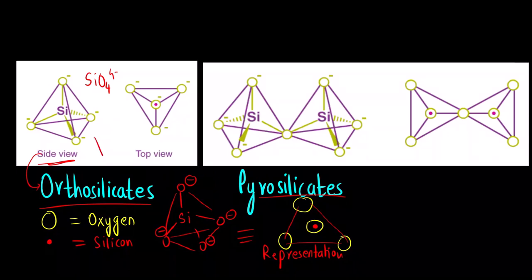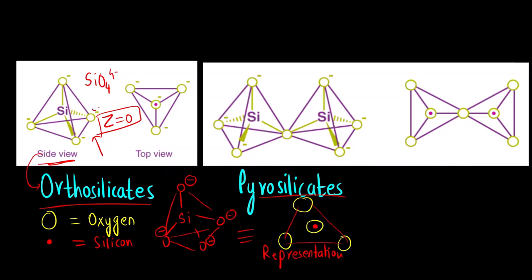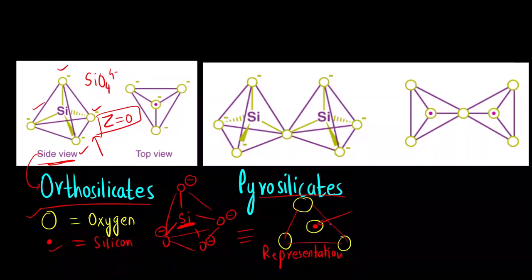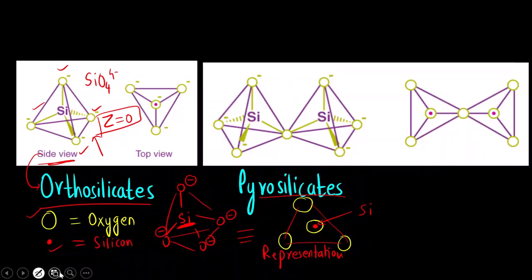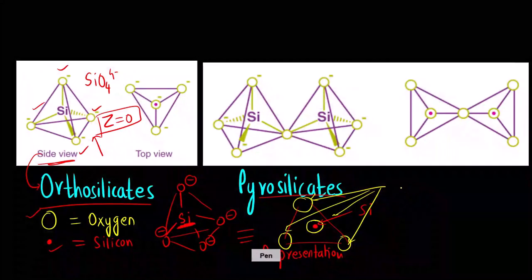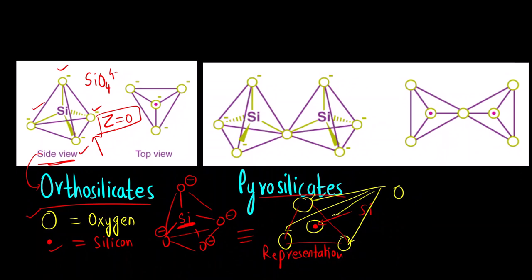What is the meaning of the shared vertices of oxygen? In SiO4, there is only a single unit. So here, the Z value, or the shared number of neighboring atoms, is 0 because all the oxygens are alone. What is this yellow sphere? Yellow sphere is oxygen and the dot is silicon. This is the structure. It is tetrahedral. This silicon is represented by this dot and oxygen is represented by these yellow spheres that you can see. So in orthosilicate it is 0.